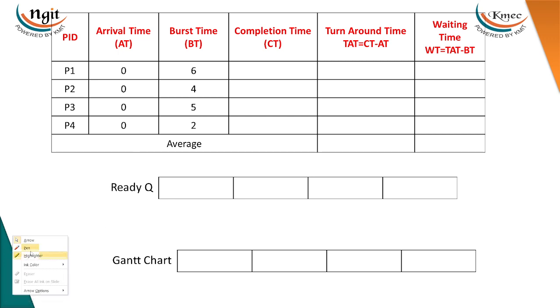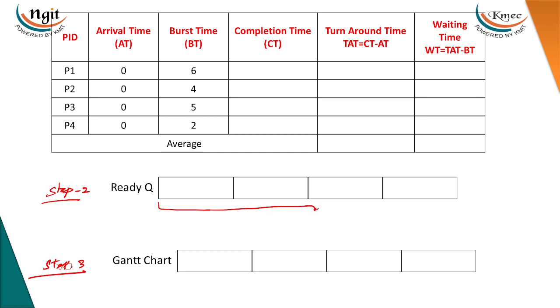Now let's see here, this is step 2 and step 3. Here all have arrived at the same time, so arrival time is equal to 0. They arrived in the order P1, P2, P3, P4 with the burst times 6, 4, 5, 2. This is our burst time. Now look at their burst times.